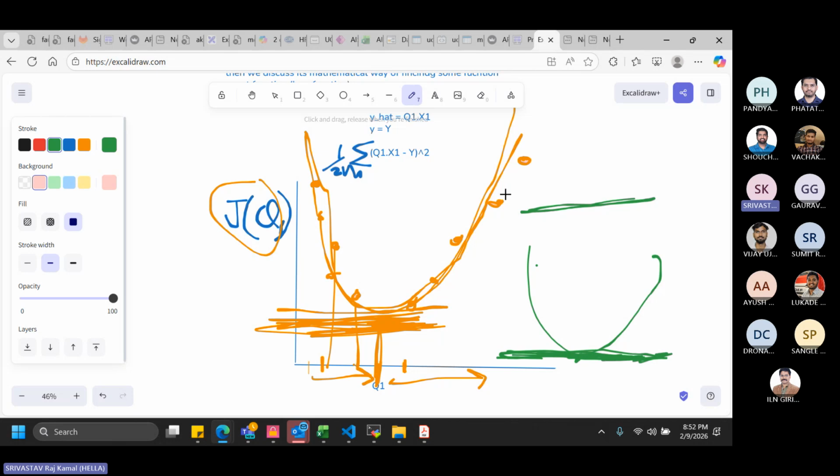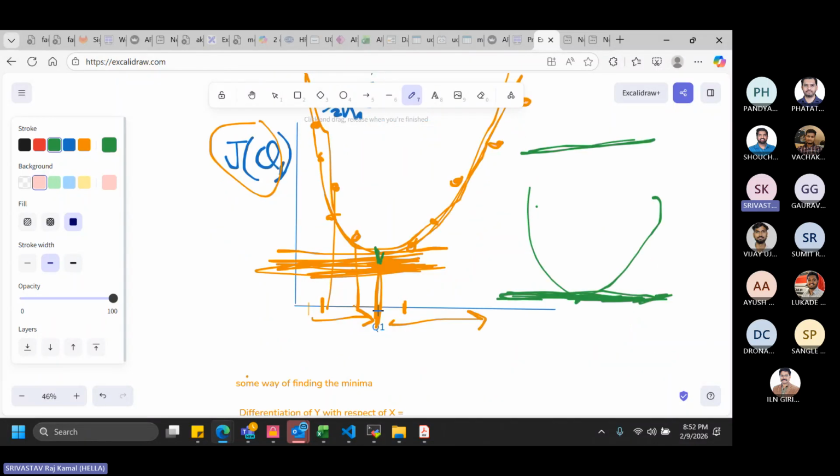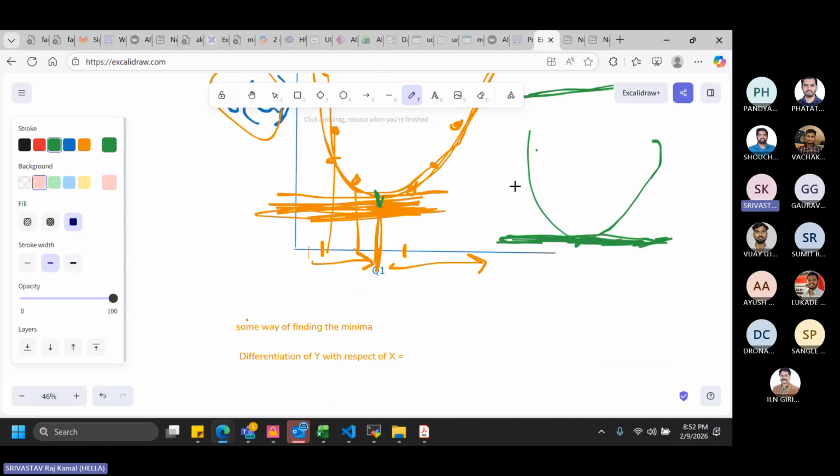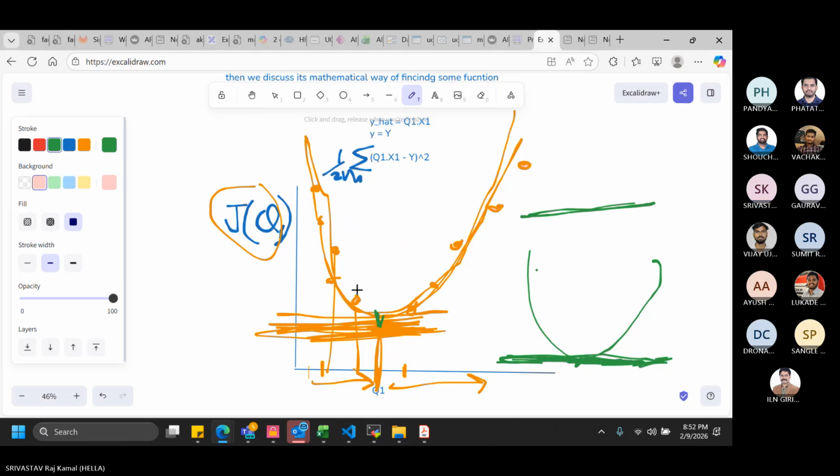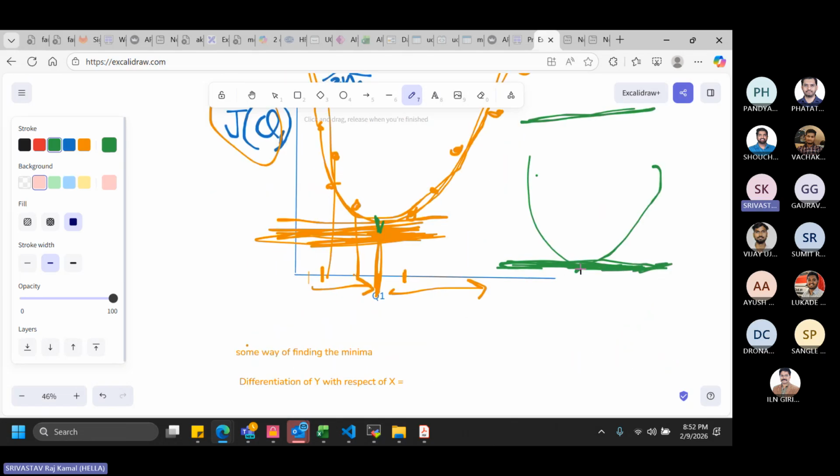Means the error is now increasing. Somehow we want some mechanism to find this value of theta one. Now coming to the mathematical differentiation, this is the graph. This is the tangent.